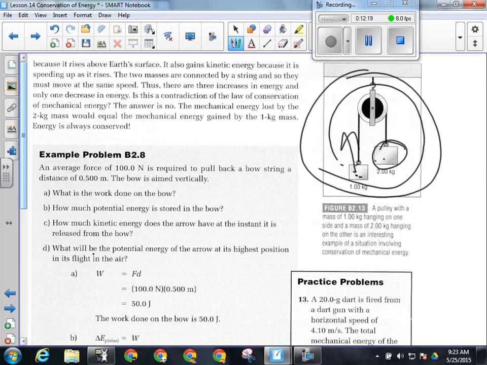It's kind of a weird one, but it doesn't happen very often. You certainly wouldn't get a question on that. That's more of a physics 20 kind of a question.